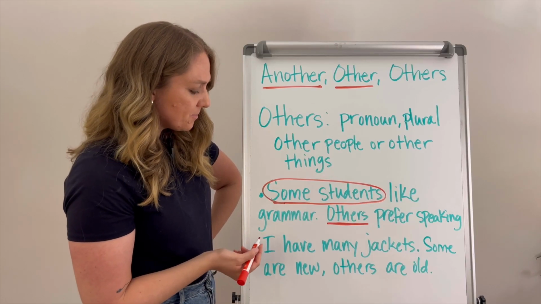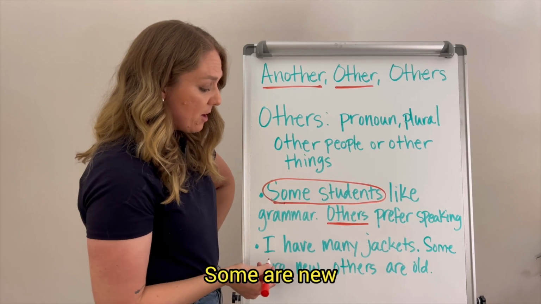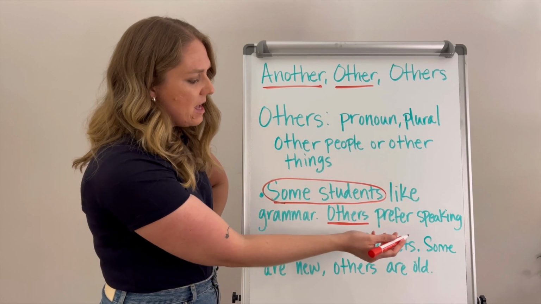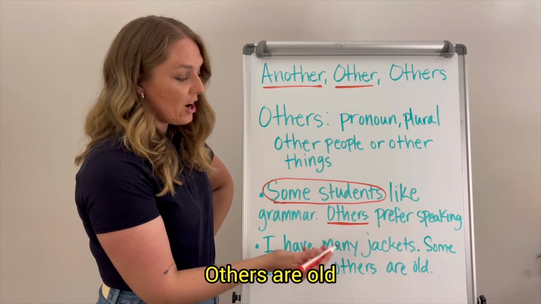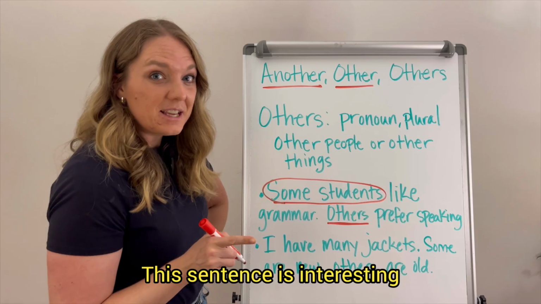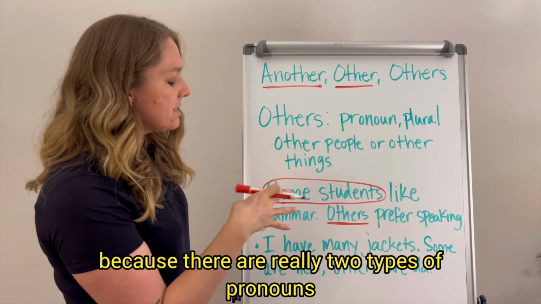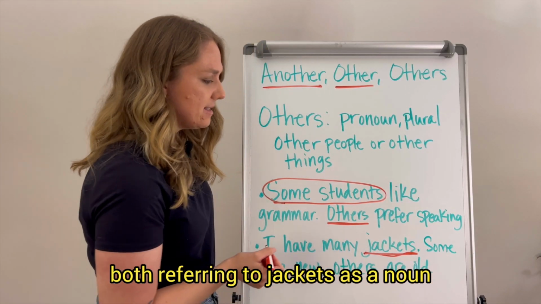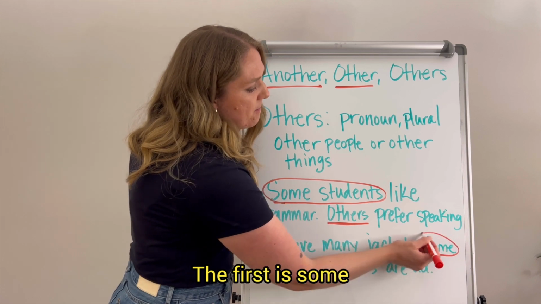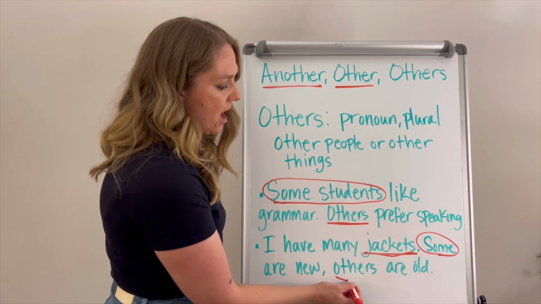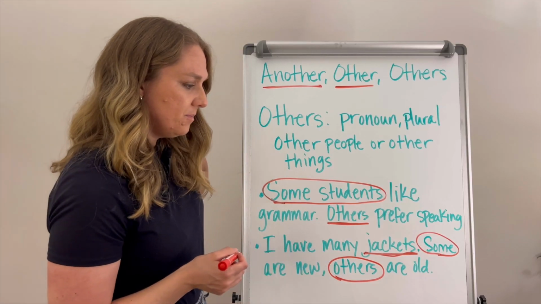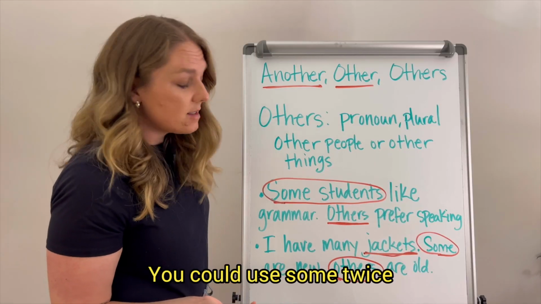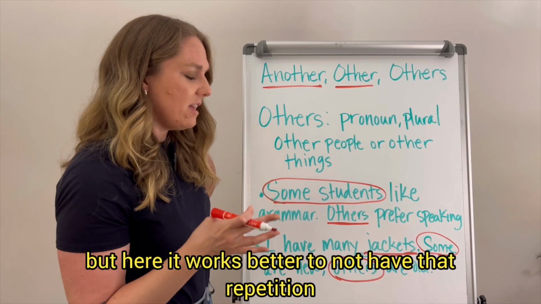Another example, I have many jackets. Some are new, others are old. This sentence is interesting because there are really two types of pronouns in the sentence, both referring to jackets as the noun. The first is some. Some are new, others are old. Really, you could say some are new, some are old. You could use some twice, but here it works better to not have that repetition.